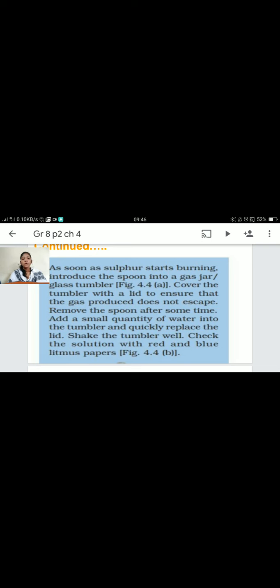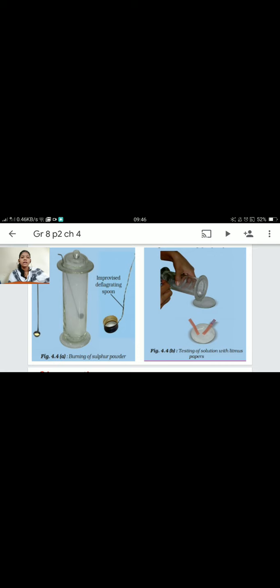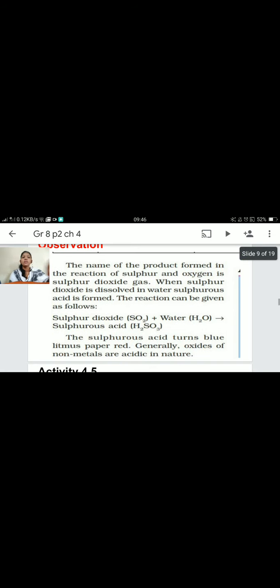Now you have to shake the tumbler well. Then you have to check the solution with the help of red and blue litmus paper. See here, they have shown you how to do the assembly. So what will be your observation then?